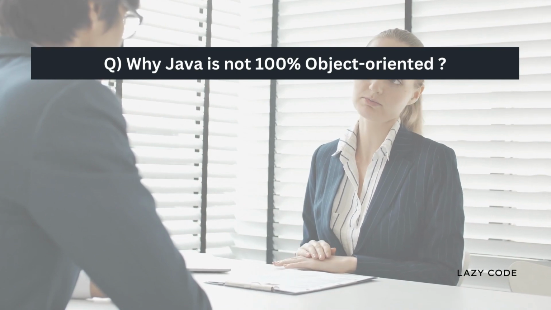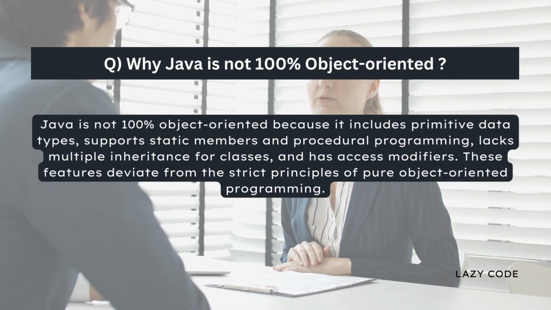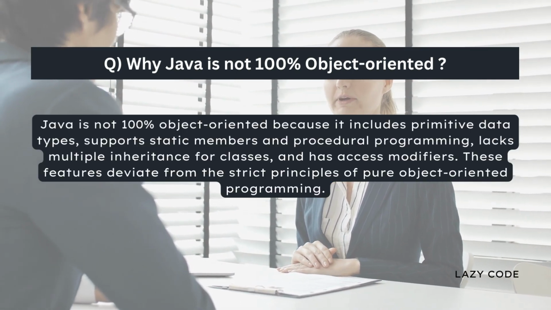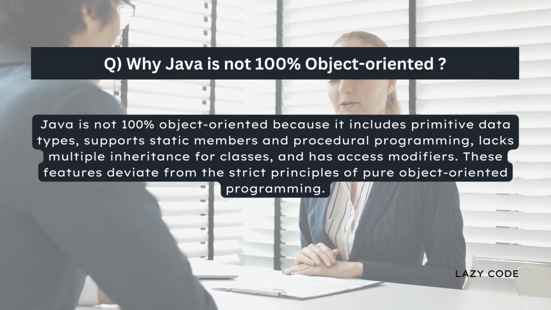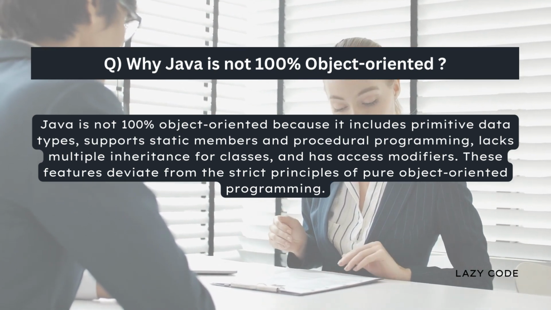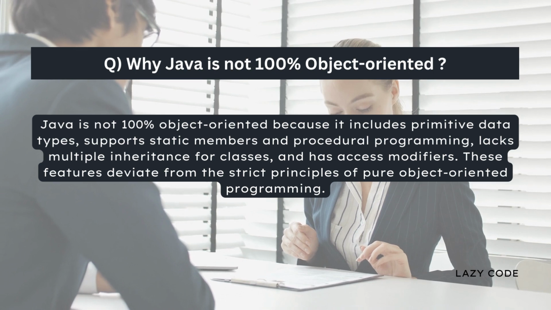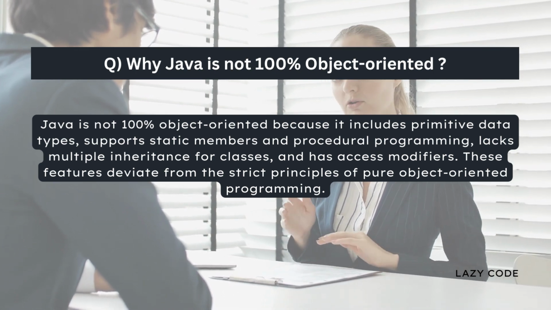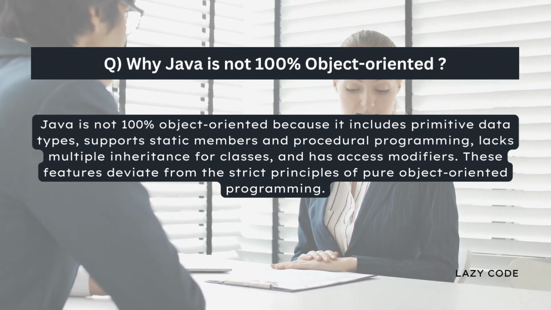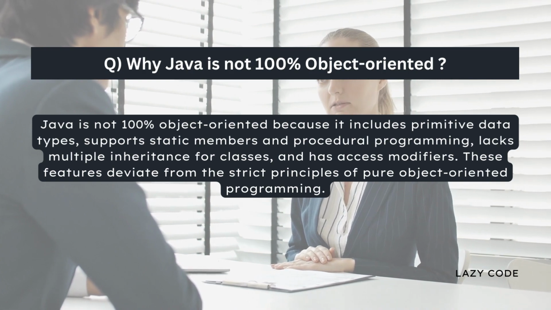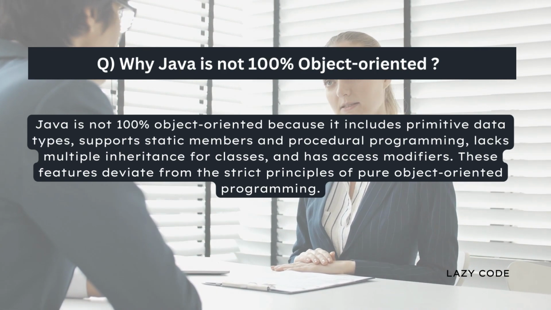Why Java is not 100% object-oriented. Java is not 100% object-oriented because it includes primitive data types, supports static members and procedural programming, lacks multiple inheritance for classes, and has access modifiers. These features deviate from the strict principles of pure object-oriented programming.